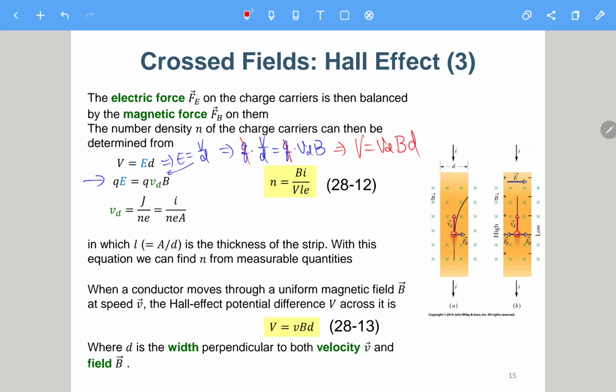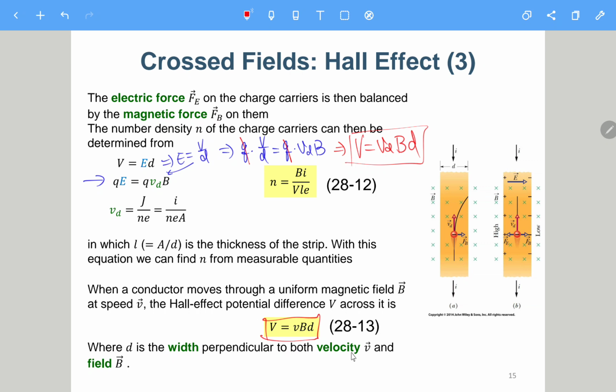This is a useful formula also, so we just highlight it here. Of course, this Vd and this v are the same thing. This v just stands for the speed of the charged particle. And V is the Hall effect potential difference. V equals v, the small v being the velocity, times B, the external B field, and d is the width of the strip.